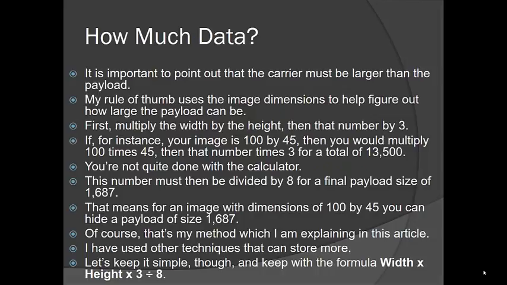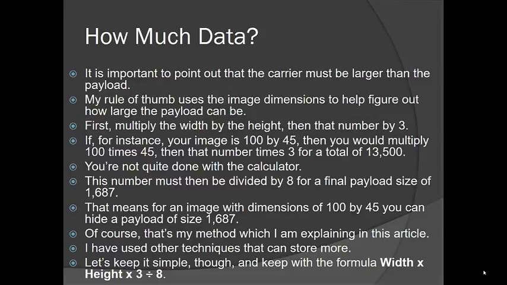My rule of thumb uses the image dimensions to help figure out how large the payload can be. First, multiply the width by the height, then that number by 3, because each RGB triple is 3 bytes. If, for instance, your image is 100 by 45, then you would multiply 100 times 45, then that number by 3 for a total of 13,500. But you're not quite done with the calculator. This number must then be divided by 8 for a final payload size of 1,687 bytes.